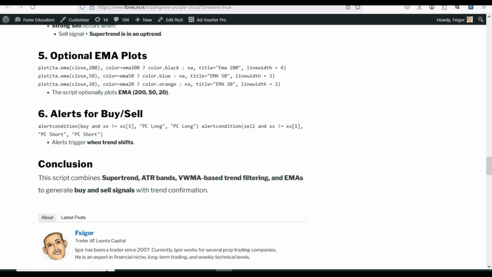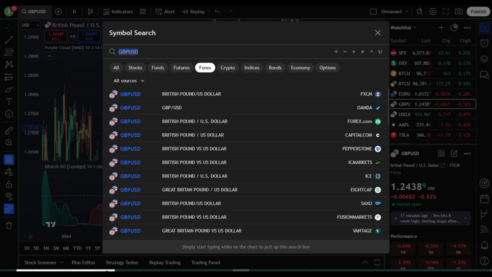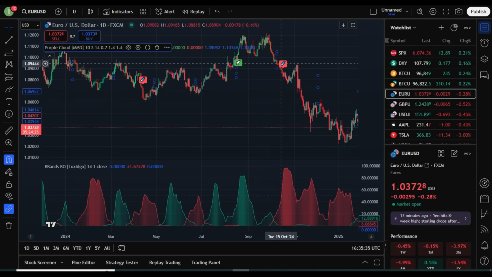However, this indicator is very good even if you make an expert advisor. Why? Because you have only special trades, not so often, and this is the most important thing. So if you go, for example, to euro dollar, you can see on the daily chart we have one trade in October 2024. So almost 5-6 months ago, we had the last trade on the daily chart. You can see how rare that is.